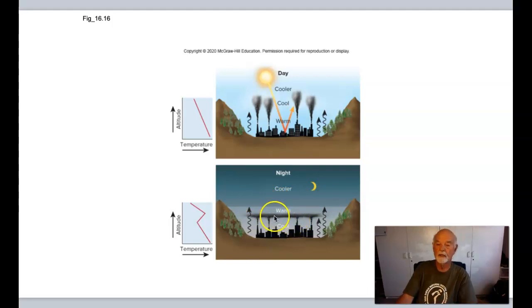pollution. So we often see this, for example, if you get out in San Diego early in the morning, you can see this in some valley areas. Like if you ever drive into El Cajon, you can actually see that layer.